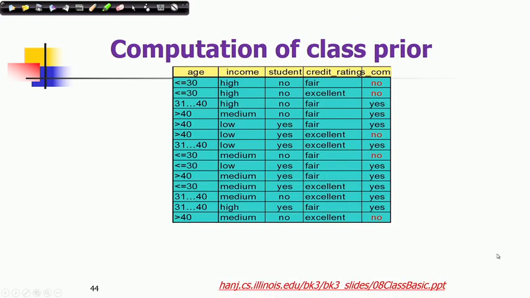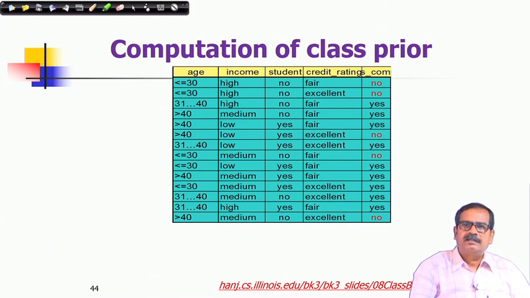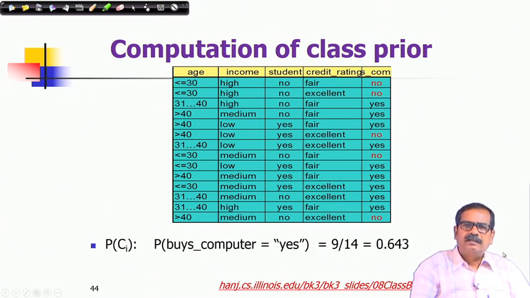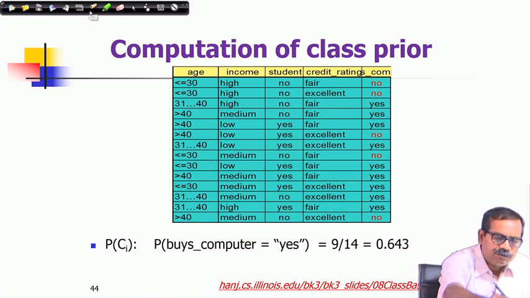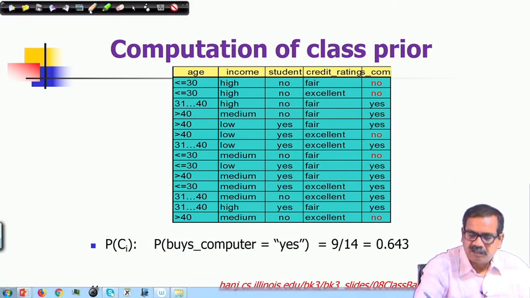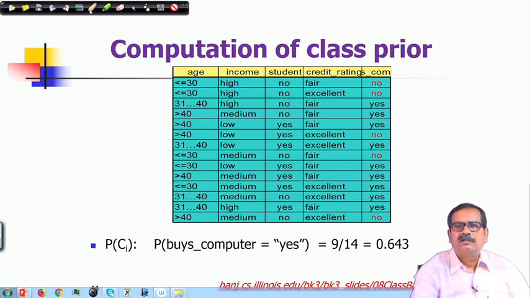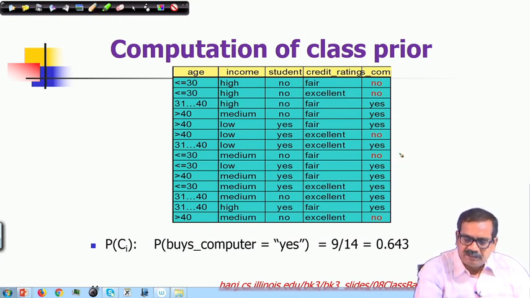So first we need to compute the class prior in this case, and you can see that here I have shown with color how many instances of a person buying a computer there are, and how many instances of a person not buying a computer there are. So these are the instances in which a person did not buy a computer. There are 5 such instances of no.